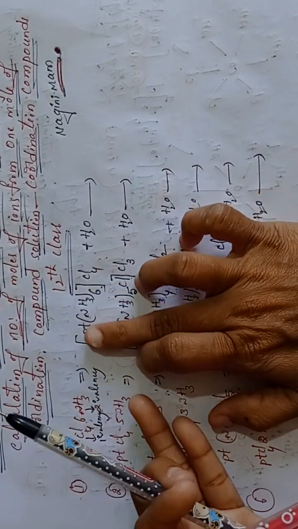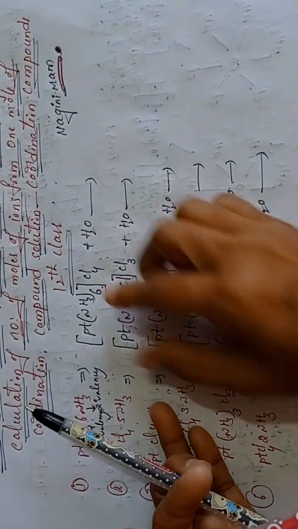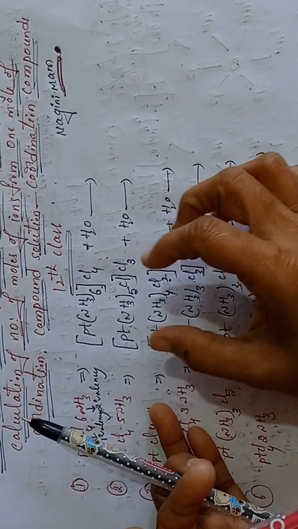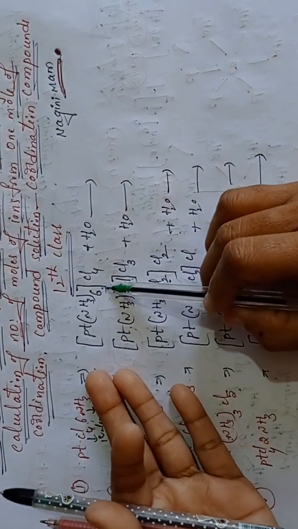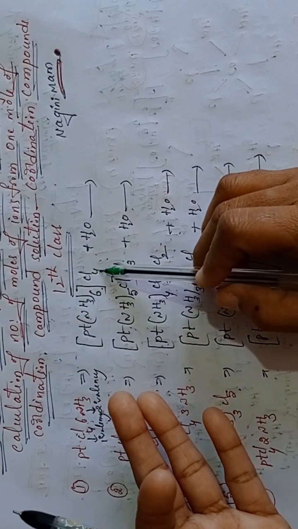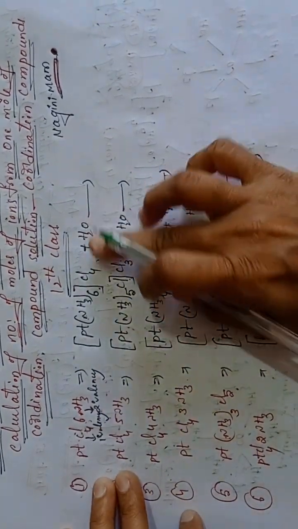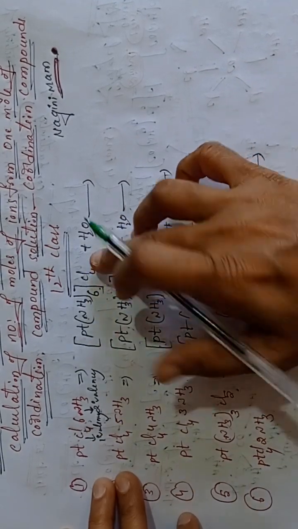Listen, students, in the square bracket part, what are there? They will not dissociate into ions. The square bracket part is only one ion. It is one ion. Clear this one? Now tell me, students, here this is one ion, and here four chlorines are there. Understanding? Four chlorines means how many ions will we get?